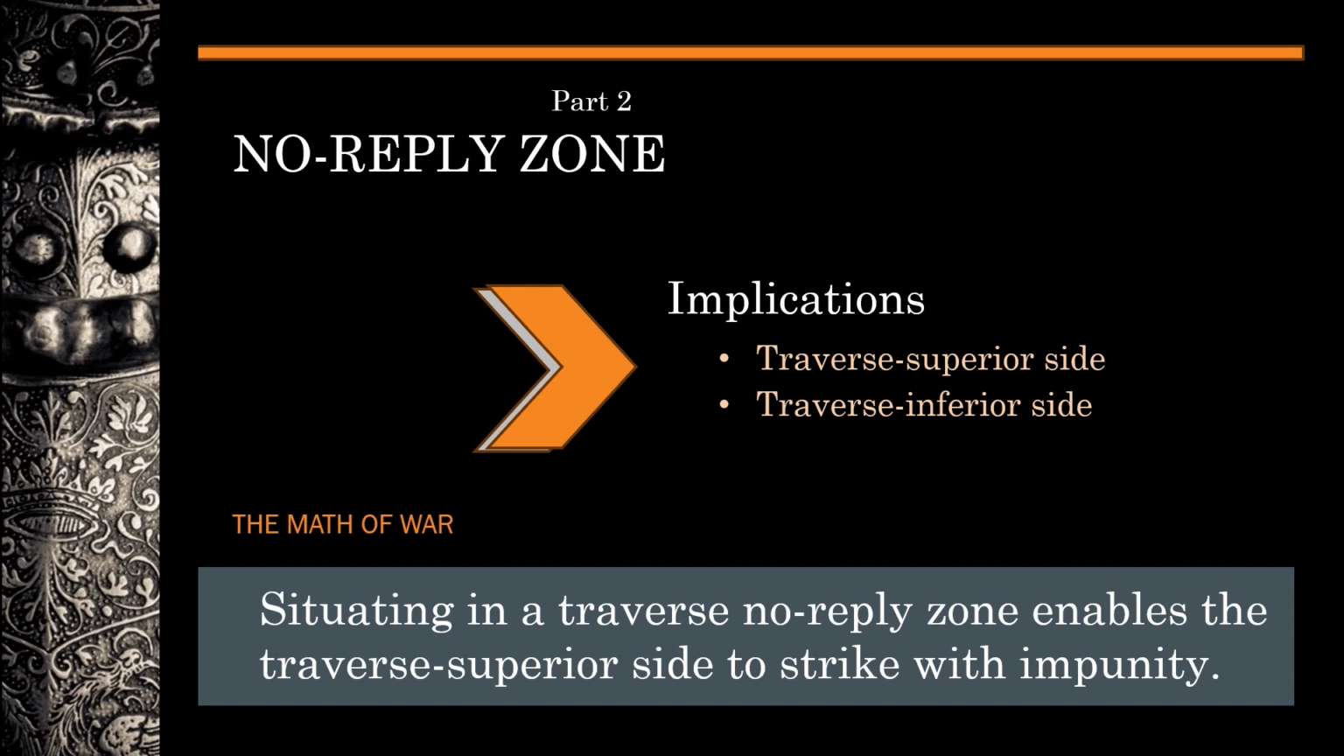But whether in a fixed position or in a vehicle, the traverse-inferior side is at risk of taking unlimited losses without being able to inflict any losses on the other side if they remain in the no-reply zone long enough.